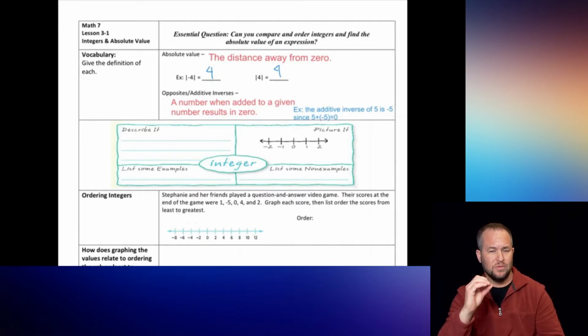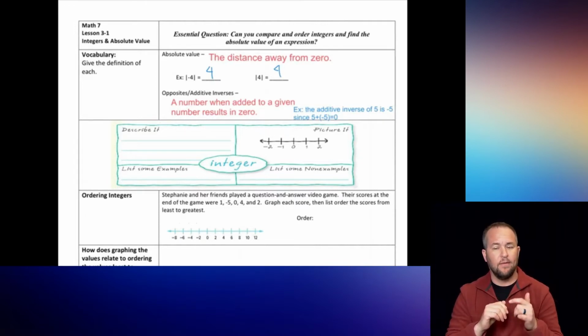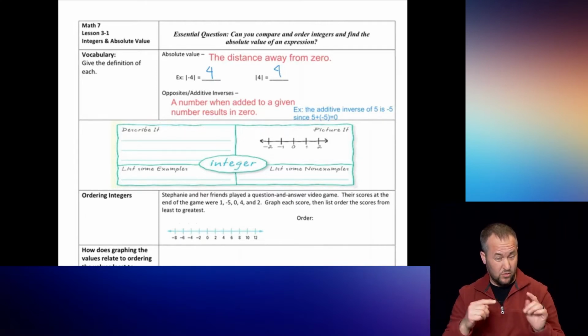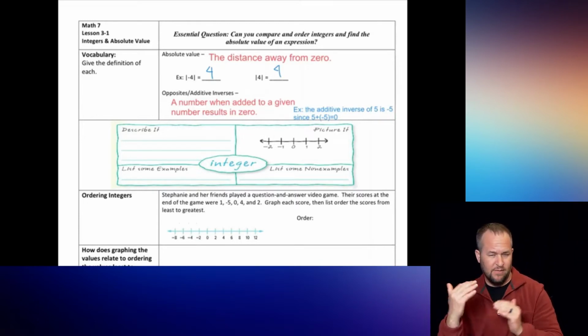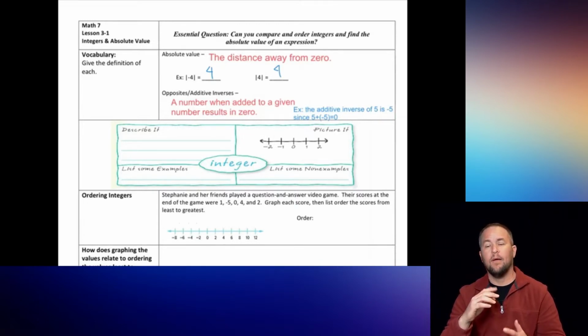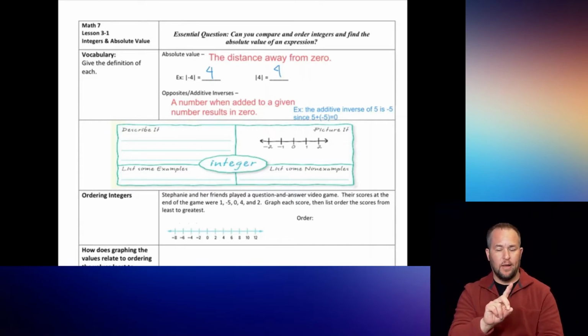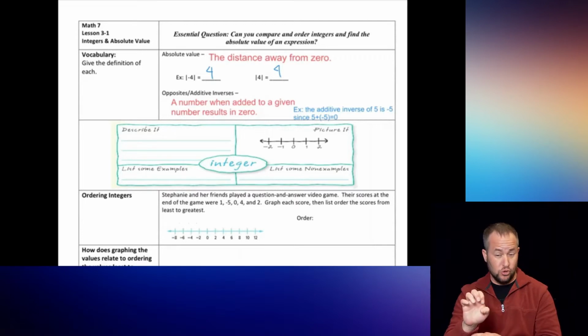So for example, the additive inverse of 5 is -5 because 5 plus -5 is equal to 0. So opposites is the casual term, additive inverse is the mathematical term. You will want to know both.